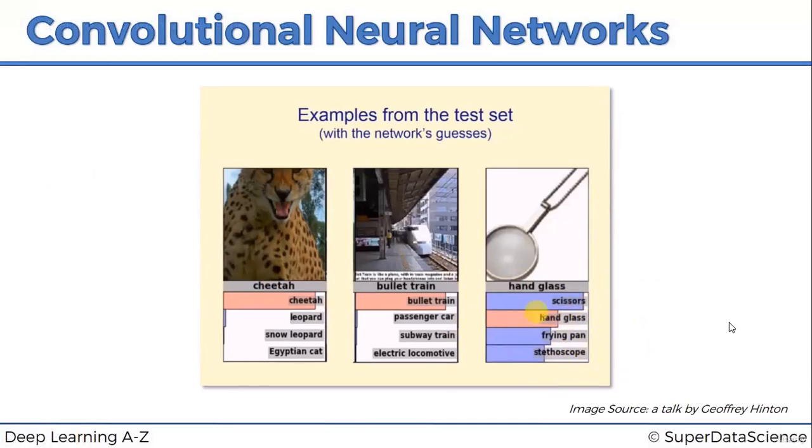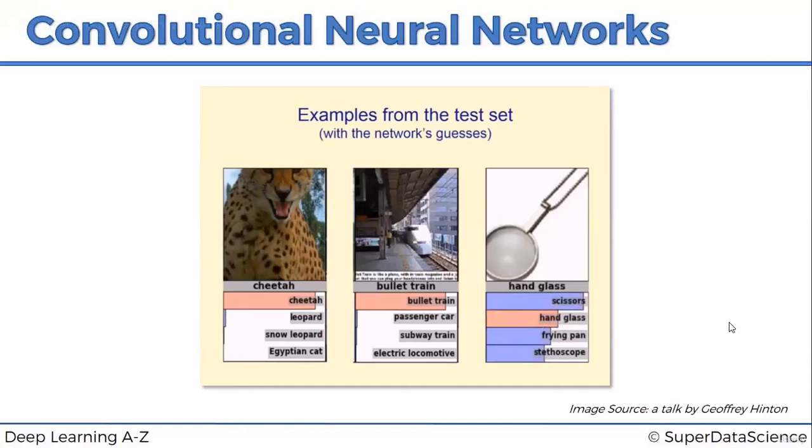First of all, it's not a very clear image. And you can also see that the probabilities are not as clear here. So the neural network was a bit confused, just as we are. It said scissors with the highest probability, but then it had a hand glass, which is actually what it was, in second place, then the frying pan and stethoscope. So the scissors was its first guess, but the correct option was number 2. That is why it's highlighted in red.